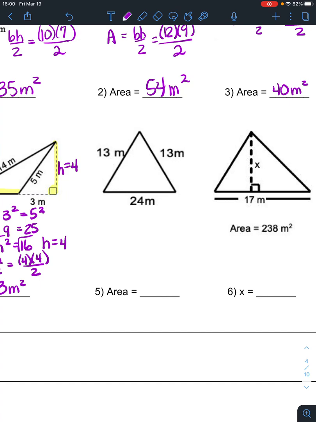Now notice, I don't have a height drawn. That doesn't mean it doesn't exist. It just means it's not drawn in yet. So I'm going to draw it in. That's how tall that triangle is. Well, this is an isosceles triangle because those two sides are 13 and they're equal. Remember that when we draw in that height, that altitude, it cuts the base in half.